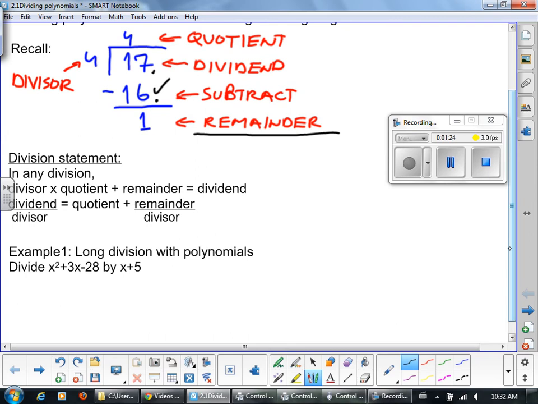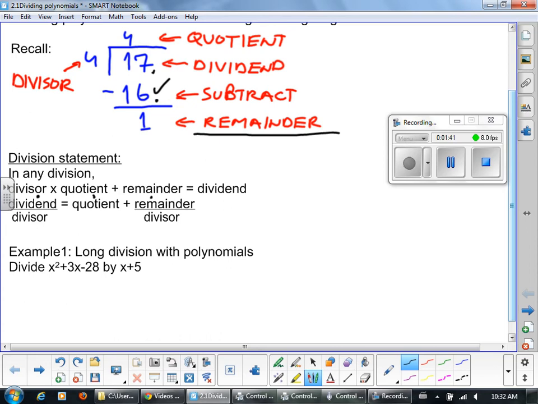All right. We have two ways of showing our division statement with polynomials. So we have a divisor times the quotient plus the remainder is equal to the dividend. So dividend is what we start with. Divisor is what we divide by.